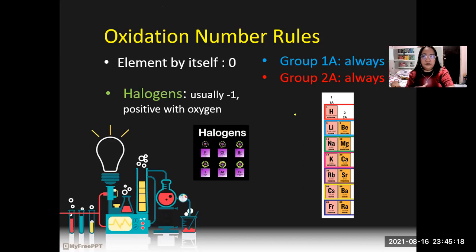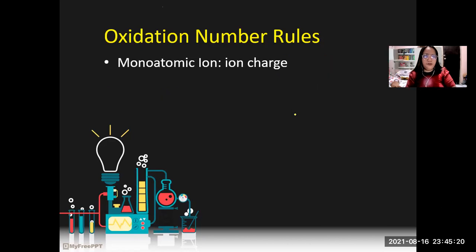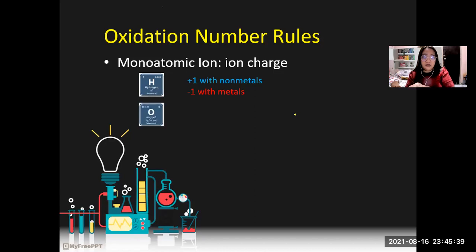Okay, so other rules that we need to know. For a monoatomic ion, it takes the ionic charge of that element. So we have 3 common monoatomic ions. We have hydrogen. Hydrogen is always positive 1 with non-metals and negative 1 when it's combined with metals. We also have oxygen. Oxygen is always negative 2 except when it's in a peroxide. But of course for redox, most of the time, as you saw in the half reaction method, hydrogen and oxygen are the common ones.